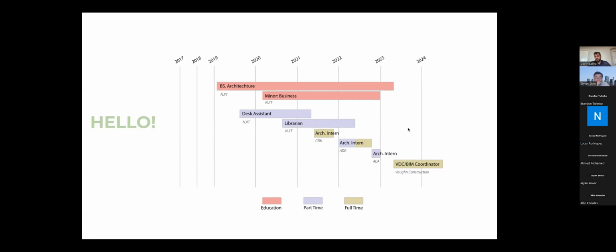My actual position is VDC coordinator, but VDC is a brand new term being used in the construction industry, which means virtual design and construction. So I usually prefer to add BIM to it just so people know more about it. BIM is the more familiar term in the construction world. There is a slight difference between BIM and VDC, and I'll go over why there's a difference.